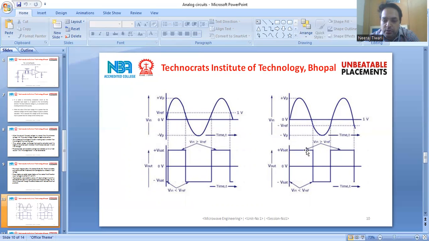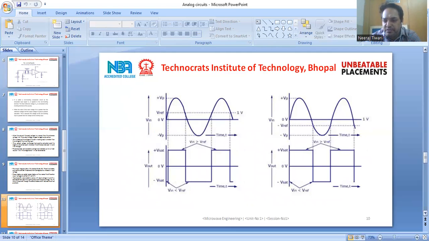So what you can see here clearly is that the time varying signal is greater than the reference voltage. In both plots you can see the time varying signal is greater than the reference voltage, and in the downside you can see the time varying signal is less than the reference voltage. So this is all about the comparator waveform.